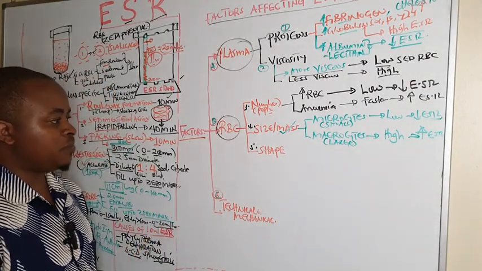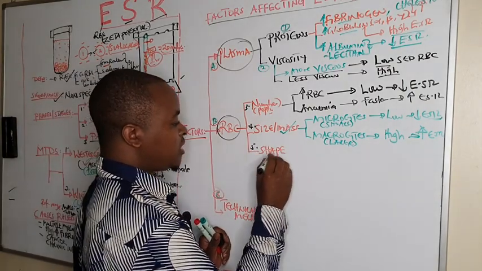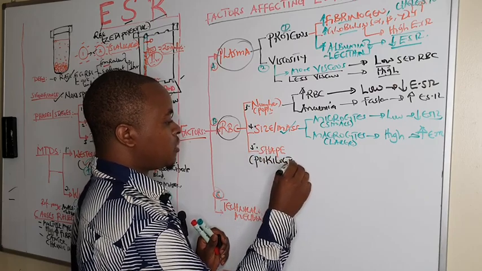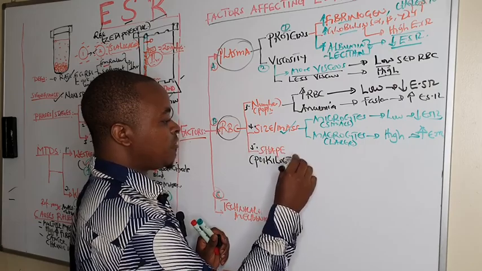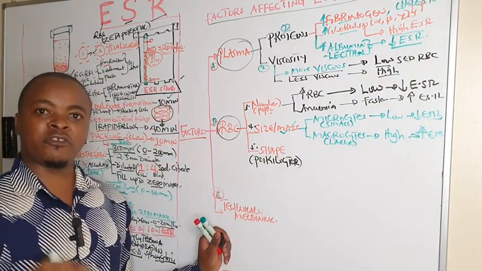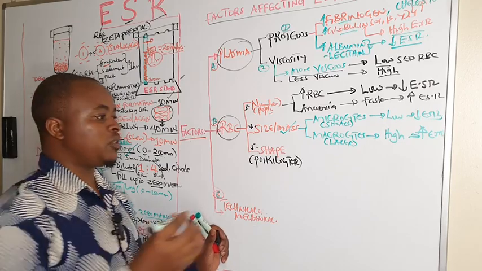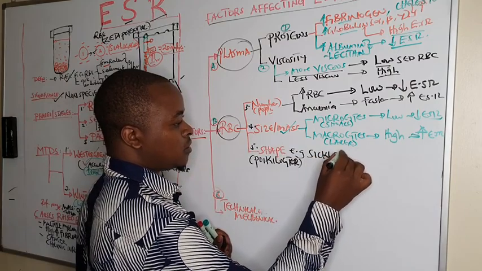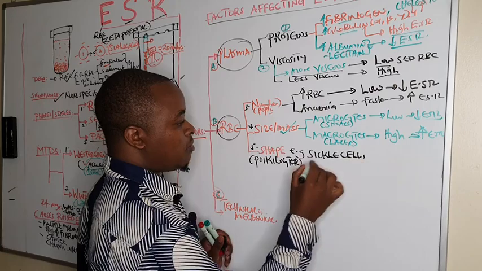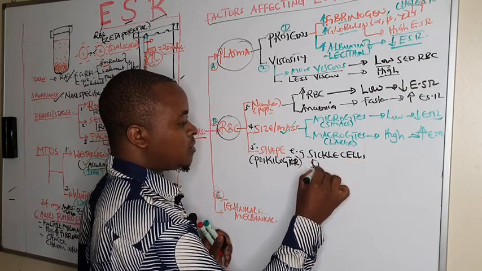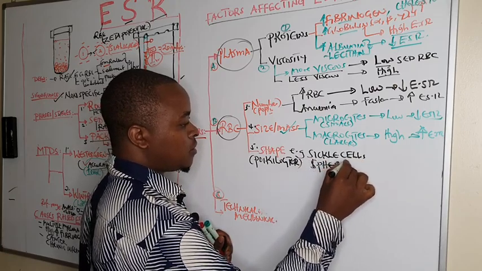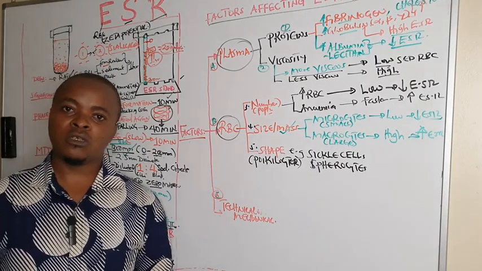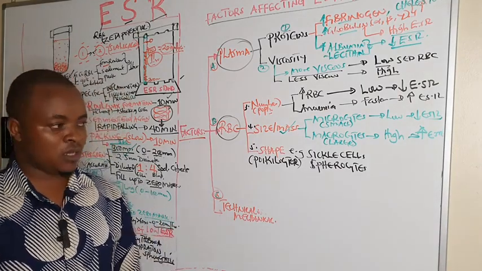Whereas about the shape, we can call them presence of poikilocytes. Poikilocytes or poikilocytosis means variation in shape. So if you find someone has poikilocytes, for example, sickle cells, or someone has poikilocytes like spherocytes, these poikilocytes are going to cause false low results. How?